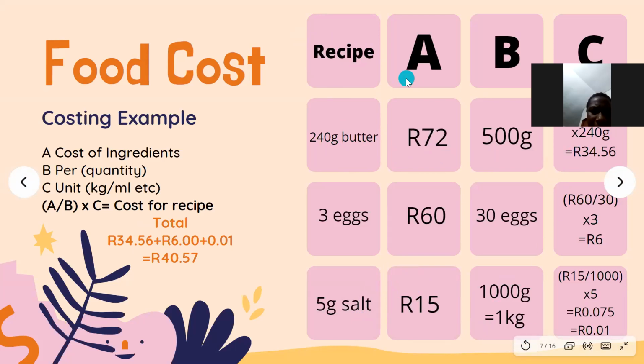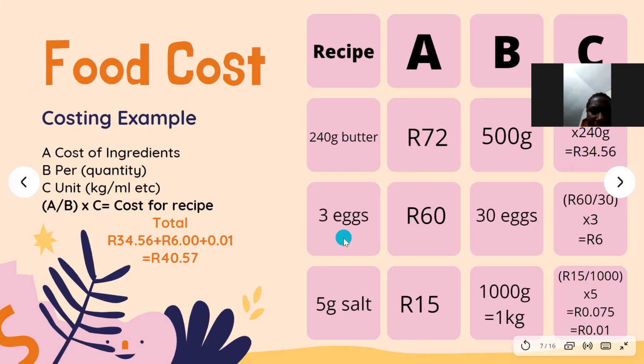In this example, for 240 grams of butter, if 500 grams costs you 72 Rand, you take 72 Rand, divide it by 500 to get a price per gram, and then multiply it by how much the recipe has, which is 240 grams, and that gives you 34 Rand and 56 cents.